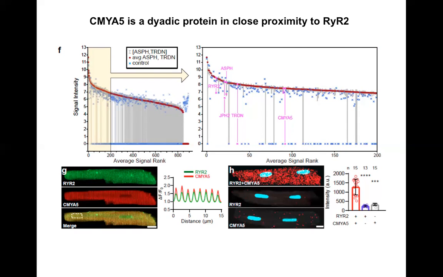We confirmed its dyad localization by immuno-costaining with RYR2 and also the proximity ligation assay. So collectively, CMYA5 is a dyadic protein in close proximity to RYR2.